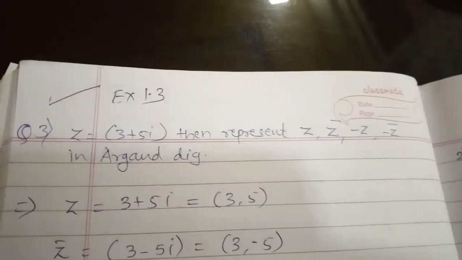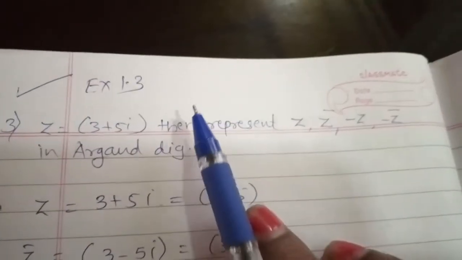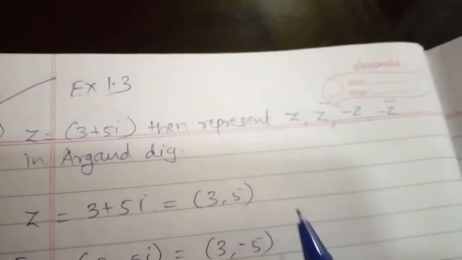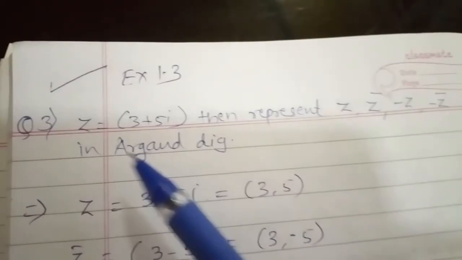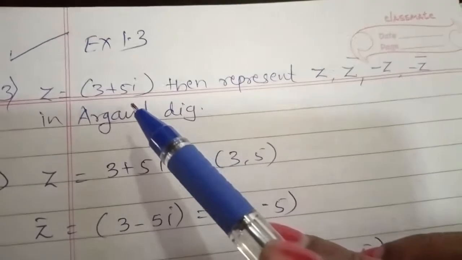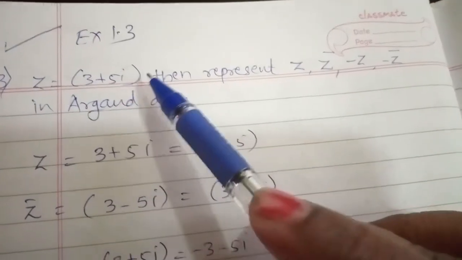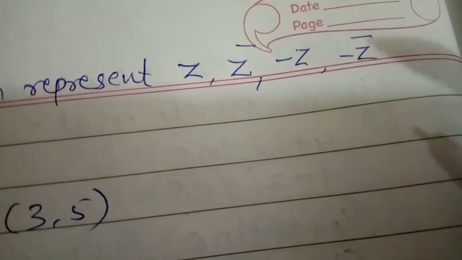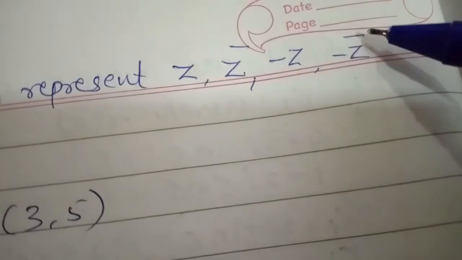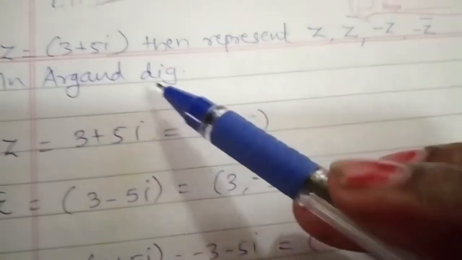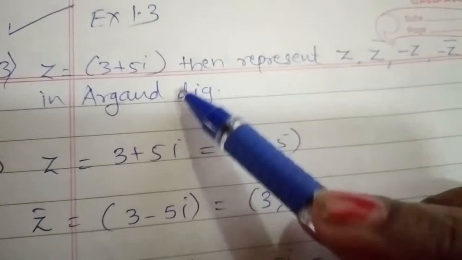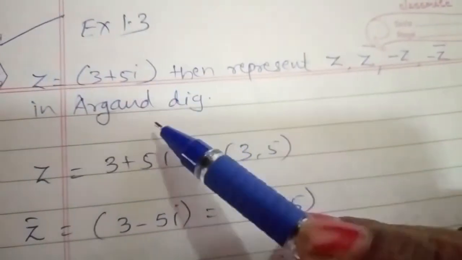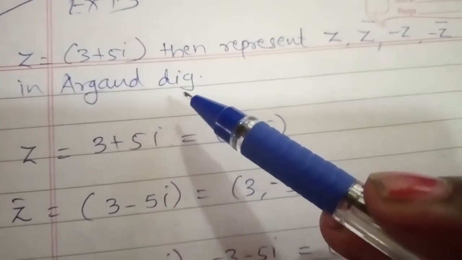Hello students, I am going to continue with the chapter Complex Numbers of 11th standard, exercise 1.3 and question number 3. We are given that z is equal to 3 plus 5i. Then represent z, conjugate of z, minus z and minus z conjugate in the Argand diagram. To draw any complex number in the Argand diagram, we just need the coordinates.